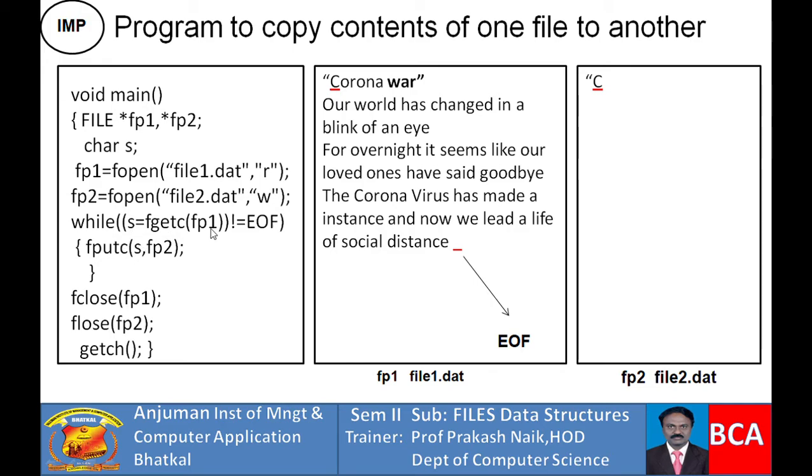Again, the content of fp1 is retrieved, that is C is retrieved, stored to s. Again come back to the end of file check. C is not equal to end of file. Again comes inside, stores to fp2. So you can see here in file 2, what has been stored? C has been stored. This will go on continuing. Then O, R, O, N, A, W, A, R, so on, up to where? Up to E of distance. And when it reaches this end of file marker, the loop will terminate and it will be copied in this manner.